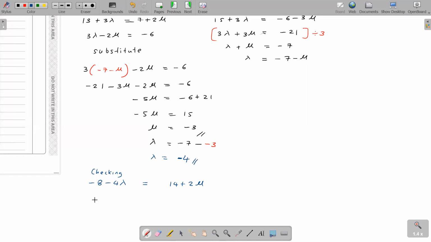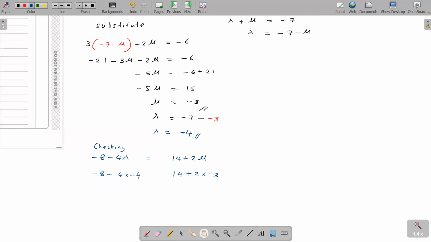Okay, so what do we get here? Minus 8 minus 4 into lambda, which is minus 4. On the other side I get 14 plus 2 times mu, which is minus 3, isn't it? Simplify. The multiplication gets the priority. Minus 4 into minus 4 is plus 16. Minus 8 plus 16 is 8. Do you agree with me?